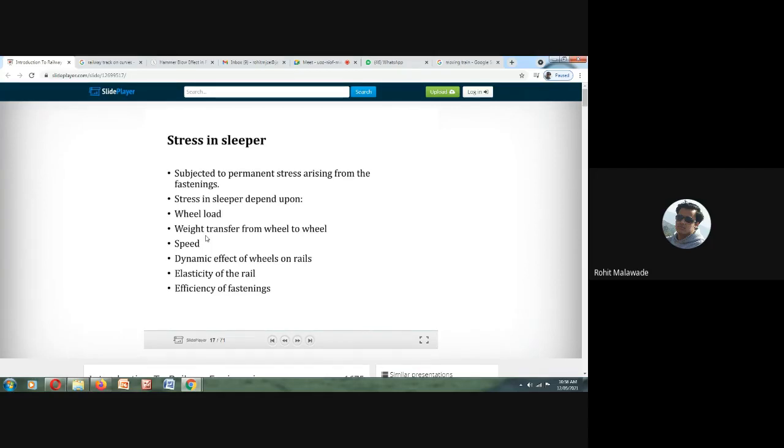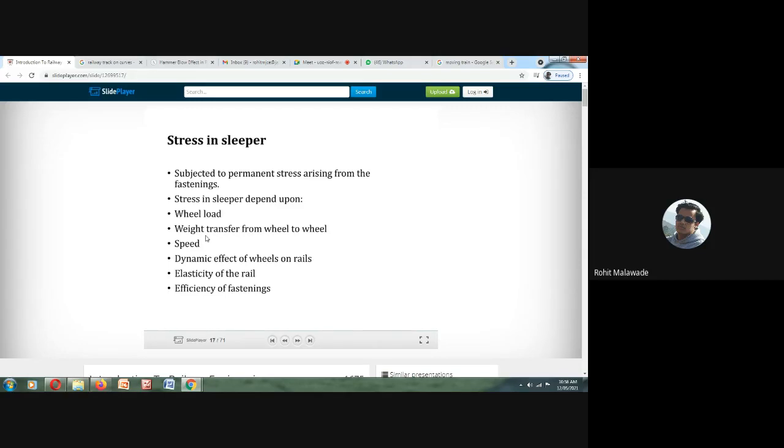Next is the elasticity of the rail. Due to the better shock and vibration absorbing property, the load taken by the sleepers will normally be less. Now, efficiency of the fastening. If the fastenings, the connection between the two rails, are not proper, then again it is going to create more stress on your rails.